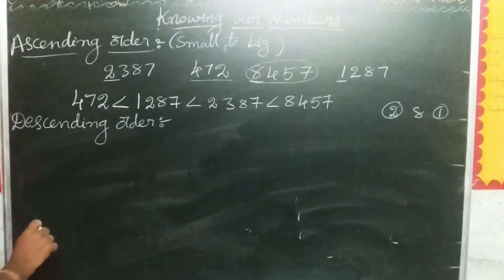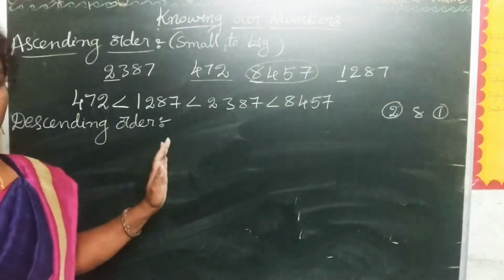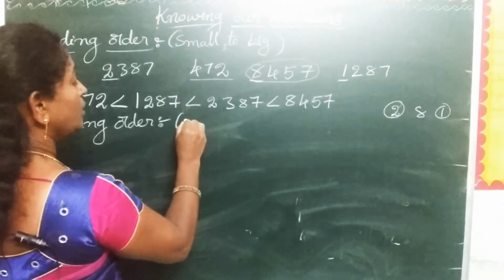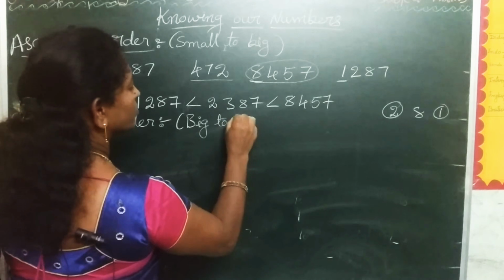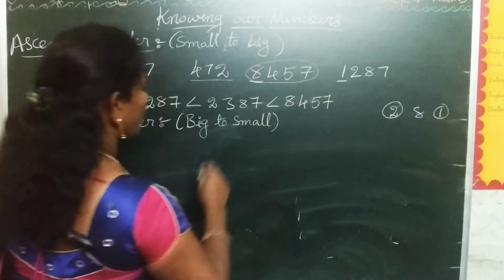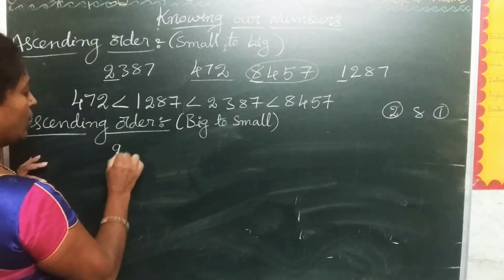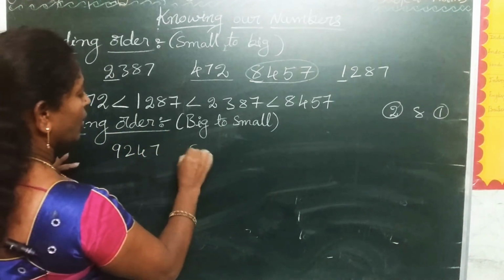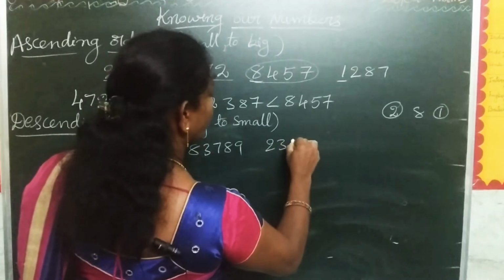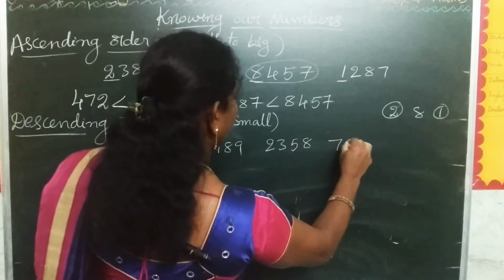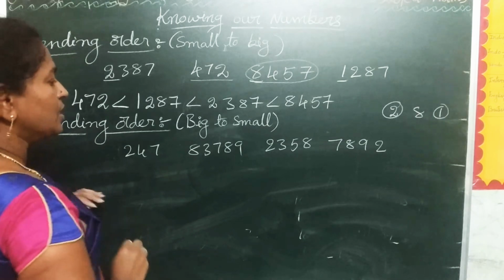Descending order means arranging the numbers from highest to lowest. Highest to lowest means arranging the numbers from big to small. Okay, so let us write some numbers: 92478378, 23587892. See, observe here.